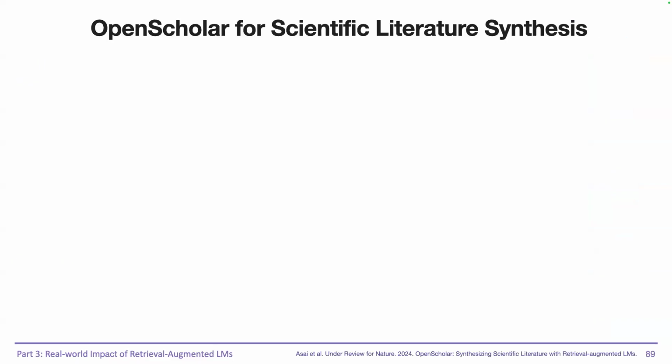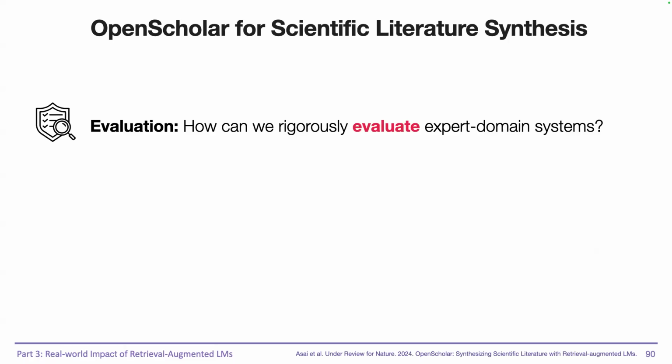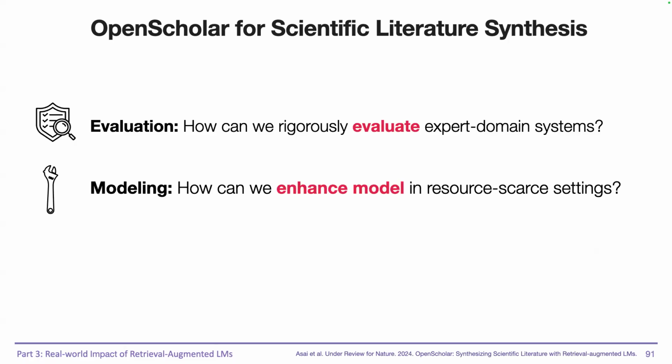Now, let me show how we developed the OpenScholar system, building on the foundation laid in previous sections. There are 2 key challenges. First, how can we effectively evaluate systems in expert domains? While earlier sections show that retrieval-augmented language models have strong performance on existing datasets, those primarily cover general domains. This leaves a significant gap in resources needed to reliably evaluate progress in domains like science. Second, how can we enhance model performance in such resource-scarce settings? We often lack training data for language models or retrievers, or even don't have a high-quality, up-to-date data store.